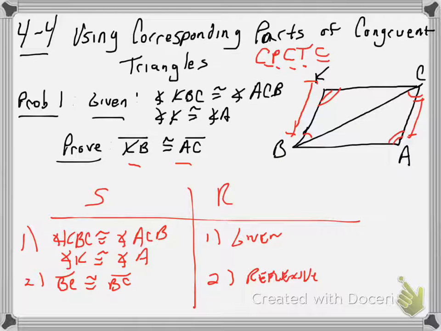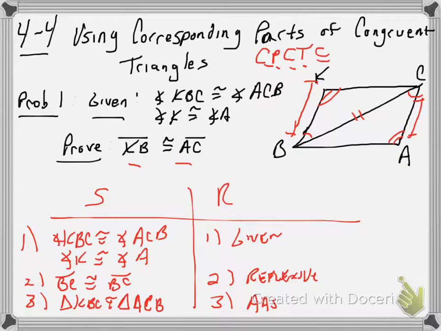Okay, so now we have that reflexive property. We have all three parts of our triangle congruent. So I can go ahead and state triangle KBC congruent to triangle ACB by angle side.